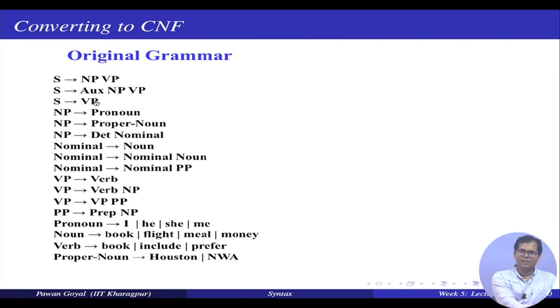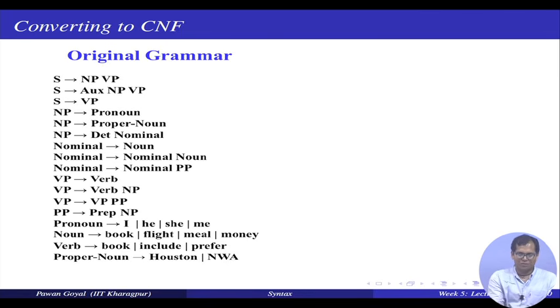S goes to VP is again not in CNF. So VP gives me verb and also verb NP. Okay, so I have to add these rules. S goes to verb NP, S goes to VP NP, S goes to prepositional NP. Plus for VP going to verb, I have to now take its next rule. Verb going to book, include, prefer, and the rule I will add is S goes to book, include and prefer. S going to NP VP is fine, but what do I do with this rule? S goes to auxiliary NP and VP.